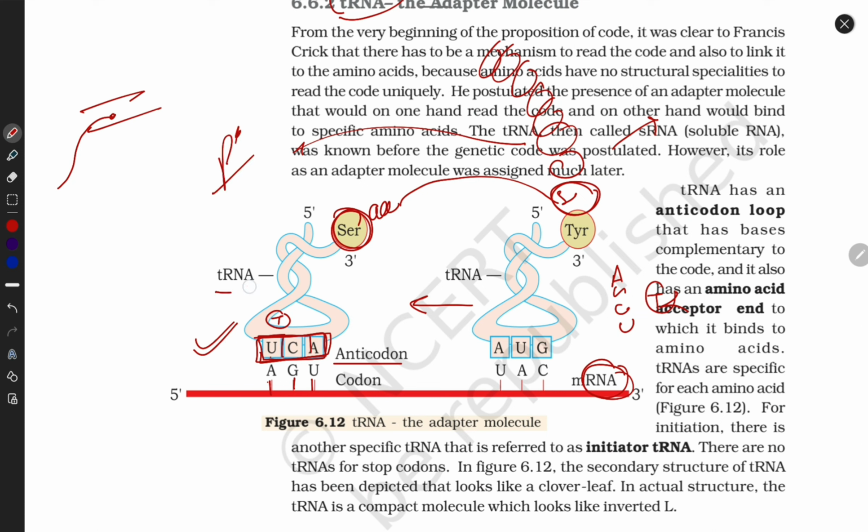Look here, this is the tRNA, this is the anticodon site. We can say acceptor arm. Their structure is clover leaf type structure.